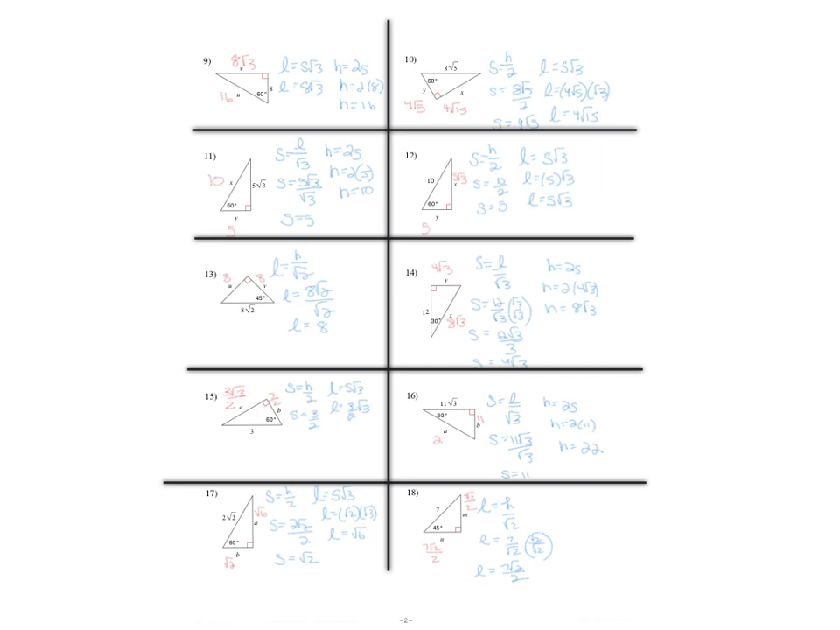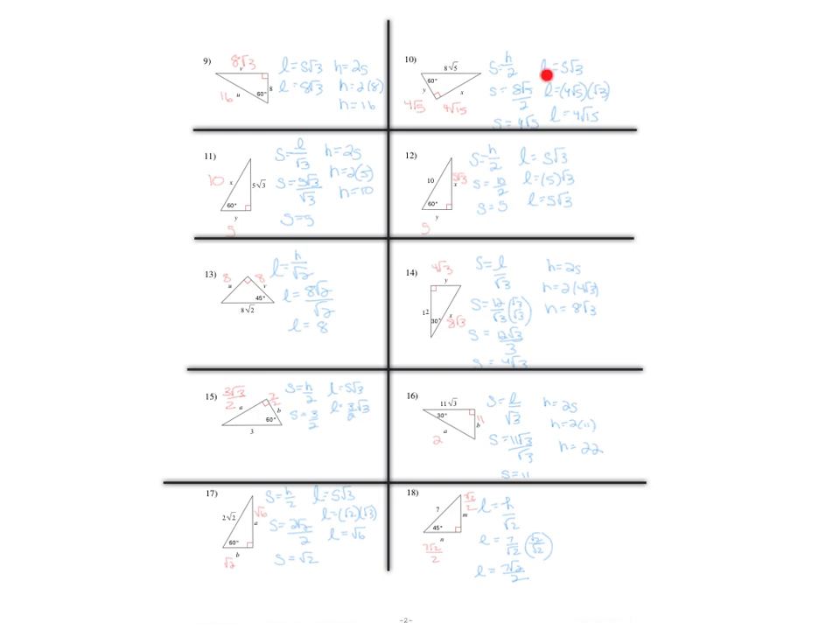Looking at number 10 is a 30, 60, 90. In this one, we were given the hypotenuse. So I'm going to look for the short side by taking the hypotenuse and dividing by 2. So I'm going to have 8 times the square root of 5 divided by 2, which gives us 4 times the square root of 5.